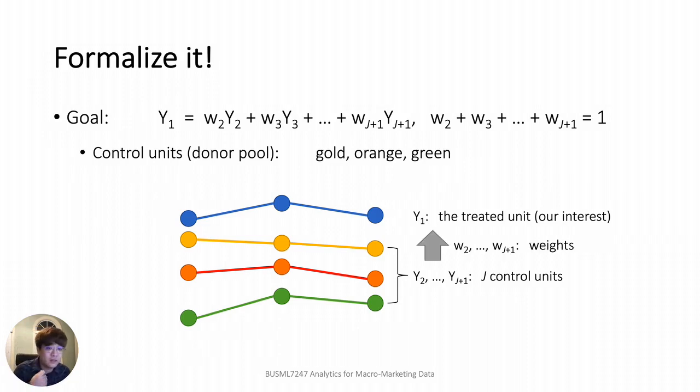Then, the synthetic control method finds the composition rates, which are W2 through Wj plus 1. Formally, those rates are called weights. For example, 30%, 40%, and 30% of the gold, orange, and green dots are the weights. And by definition, the sum of the weights must be 1.